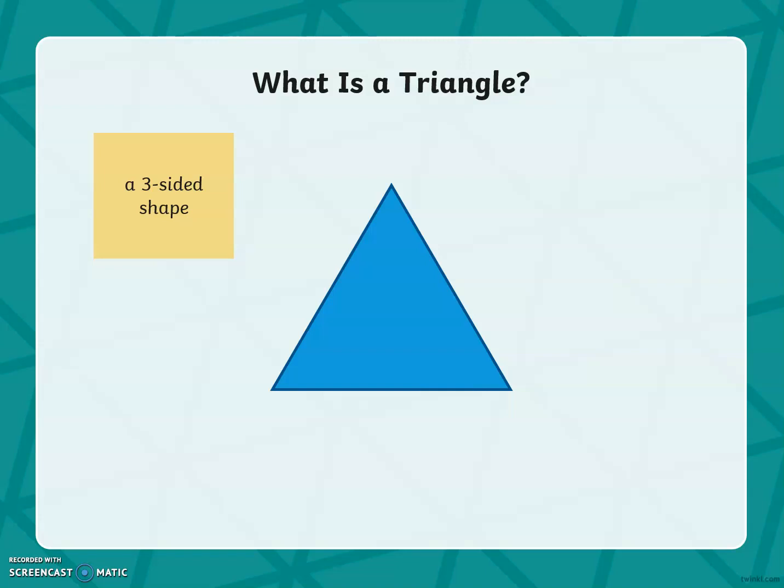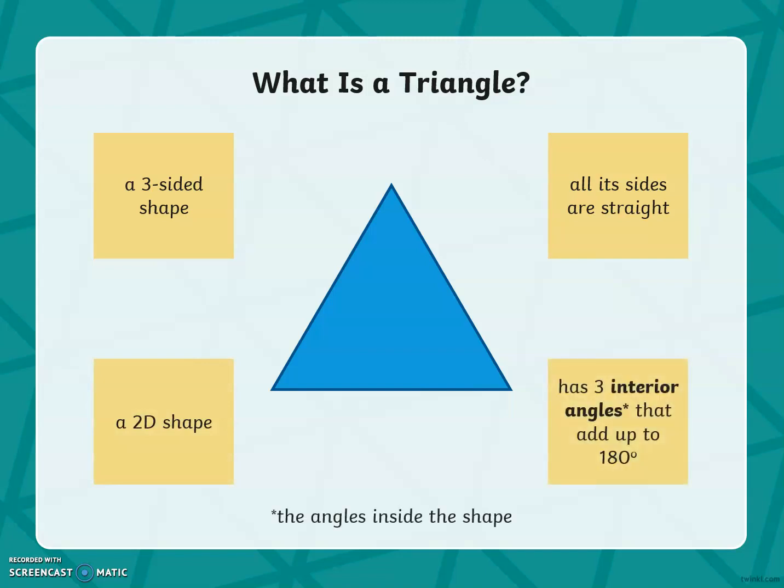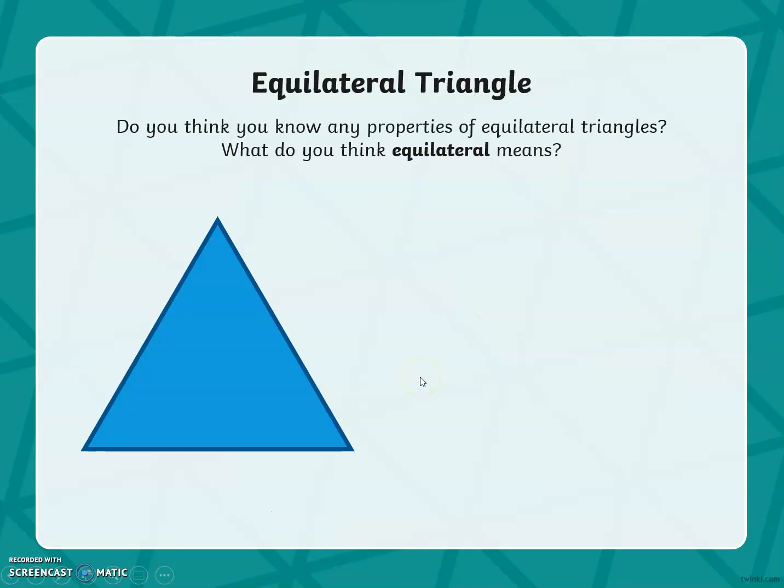It's a three-sided shape. All its sides are straight. It's a 2D shape, and it has three interior angles that add up to 180 degrees. So the interior angles are the angles that are found inside the shape. So interior is inside something.